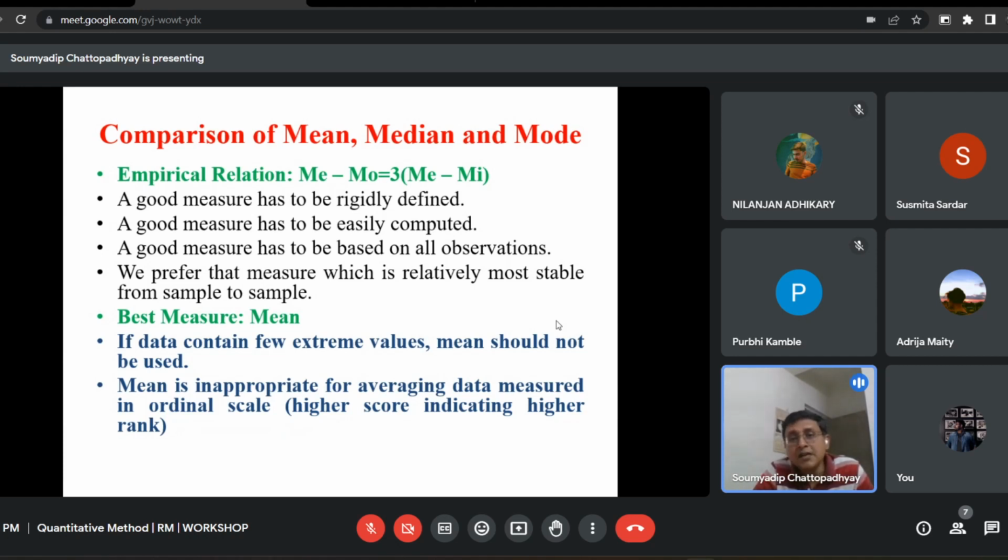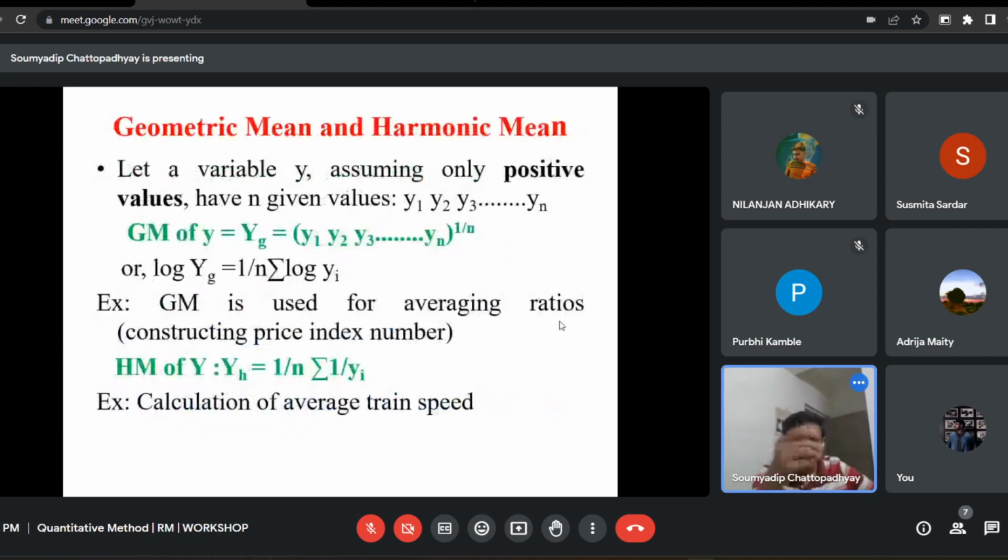Another thing is that the mean is inappropriate for averaging data measured on an ordinal scale. For example, you may have data where a higher score means a higher rank, and in that case you cannot simply use the mean. So you have to think of other measures of central tendency, for example, the mode. And there are two other measures of average, of which one is known as the geometric mean.